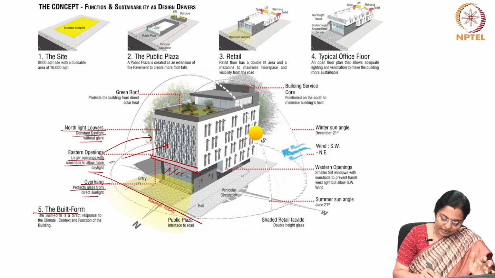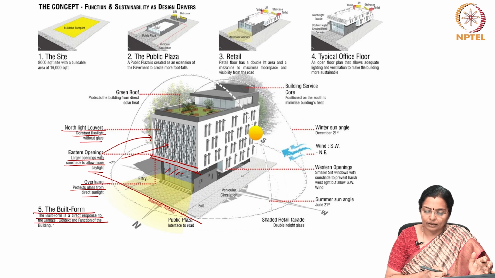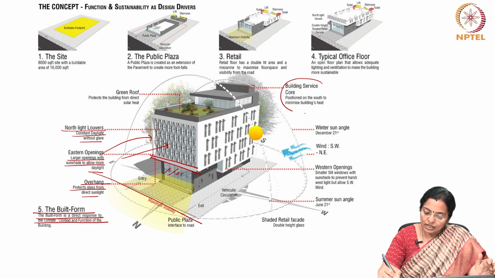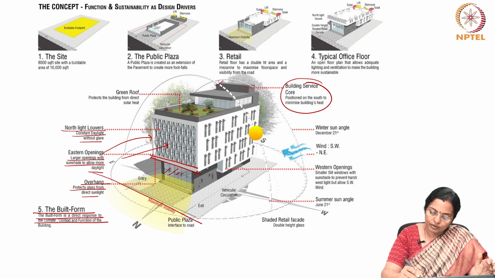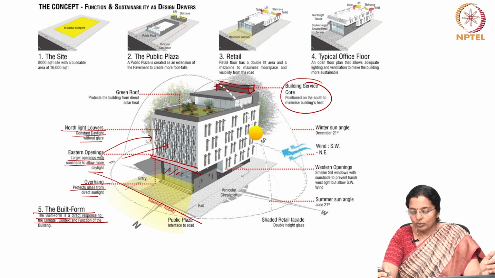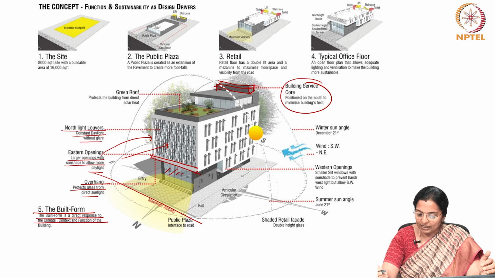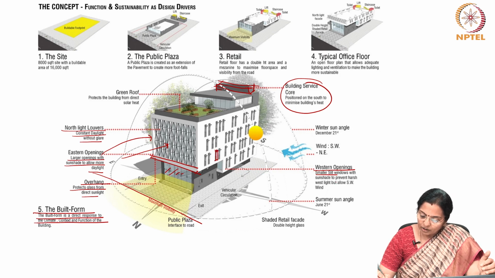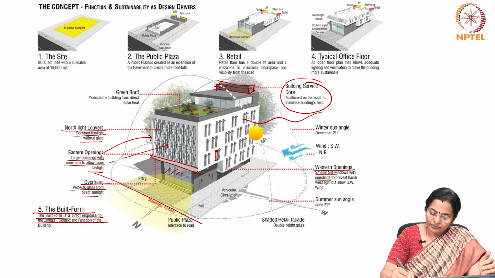So, the built form is a response to the climate, the context, and the function of the building. The building also has a service core which is positioned on the south, as it minimizes the building's heat. On the west side are smaller slit windows. These are small slit windows with adequate sunshade to prevent the harsh west light but allow the southwest wind to enter.